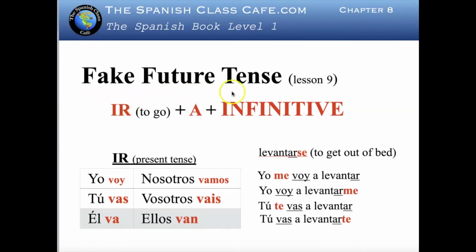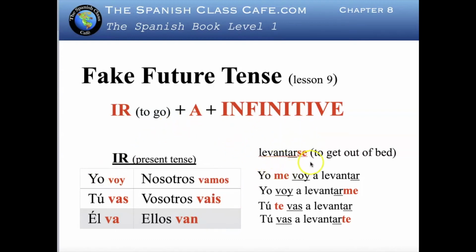Let's see the fake future tense. I call it the fake future, but it's the one that we make with the verb to go, ir, plus the preposition a, plus the infinitive. If you don't remember this, I teach this tense in lesson 9, and you can look at the lesson if you don't remember. Now we have here the verb to go in present tense. Yo voy, tú vas, él va, nosotros vamos, vosotros vais, ellos van. It's going to be ir in present tense plus a plus an infinitive.